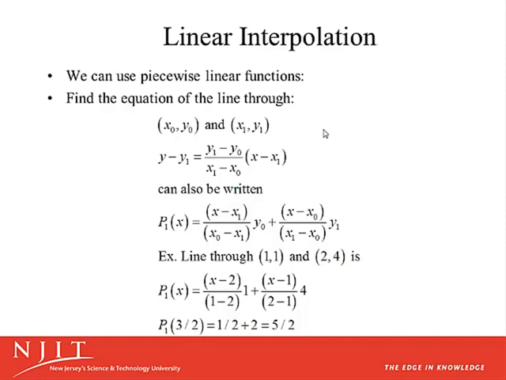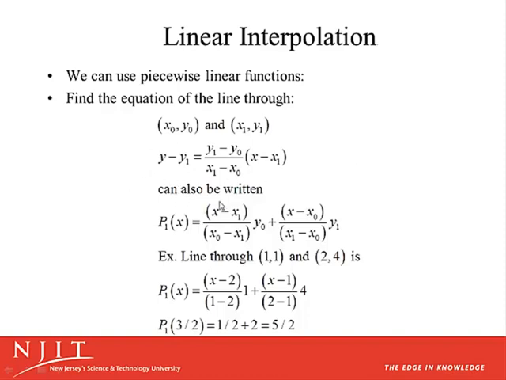We can use piecewise linear functions and just connect the points with line segments. If we have 2 points, x0, y0, and x1, y1, the usual way to do that is to write y minus the y value is equal to the slope times x minus the x value. We could use either of the points. We could just as well have used x0, y0 in this equation.